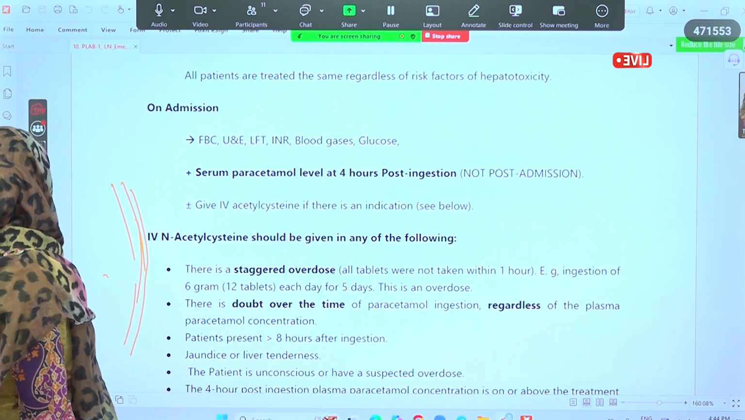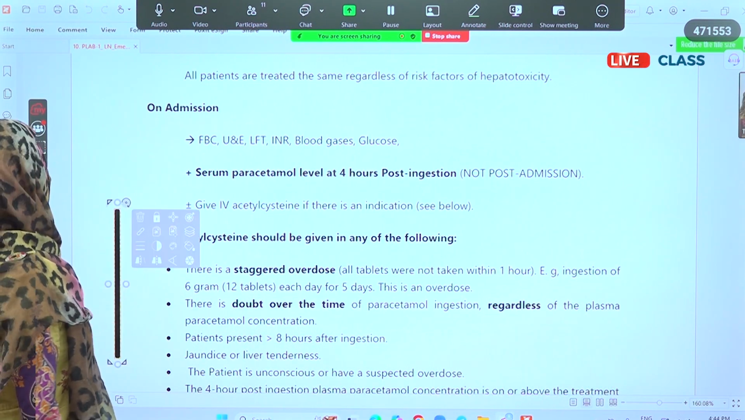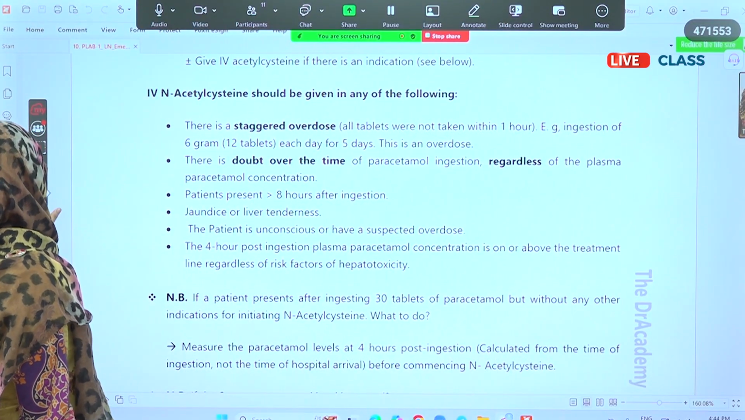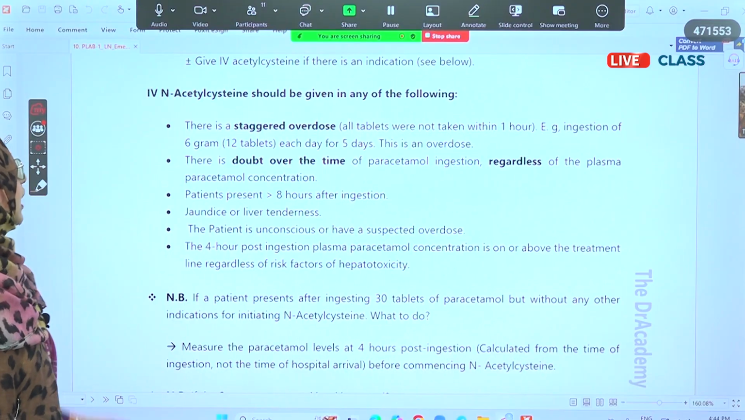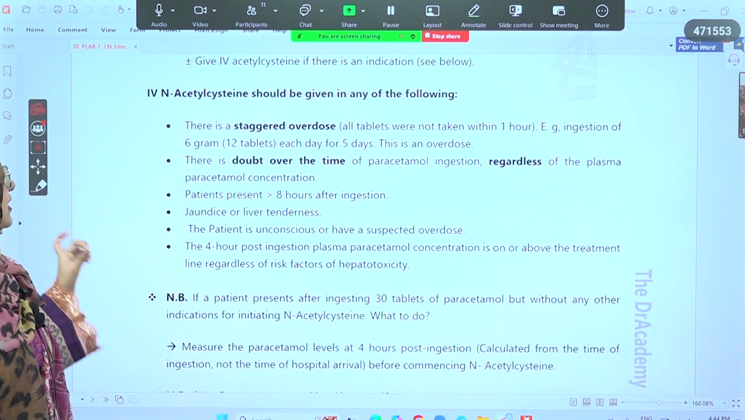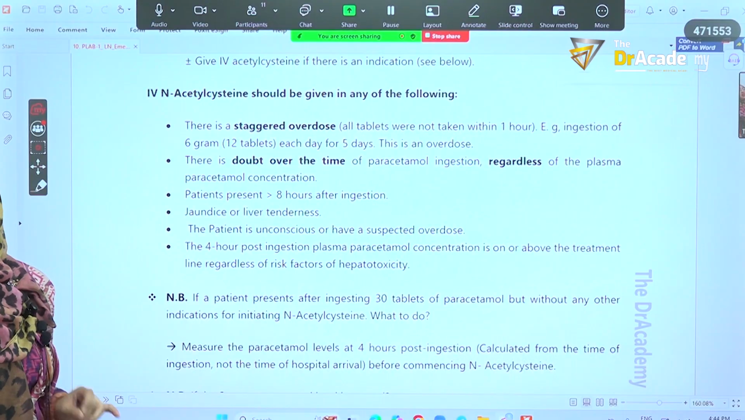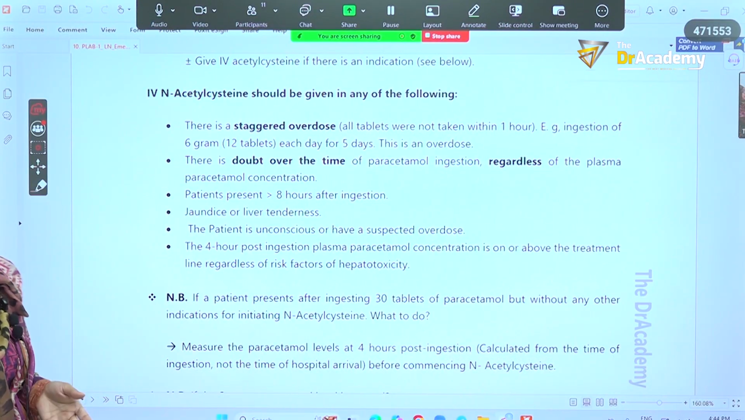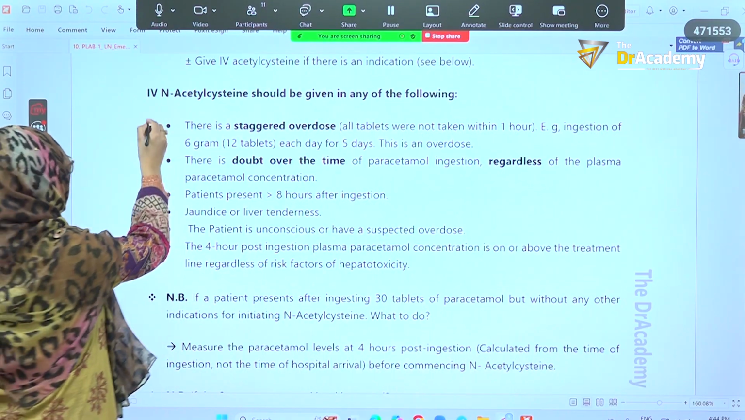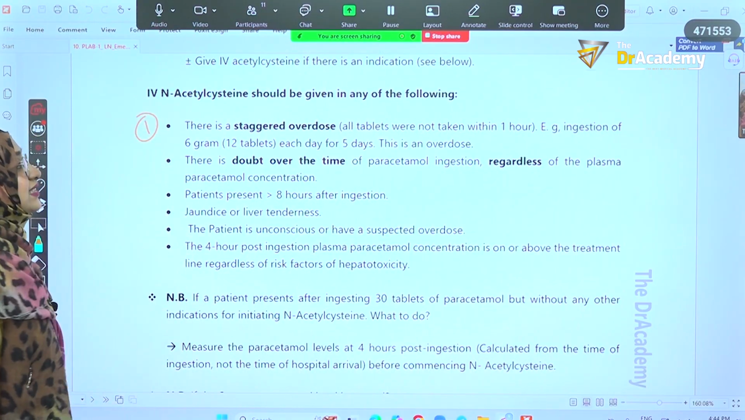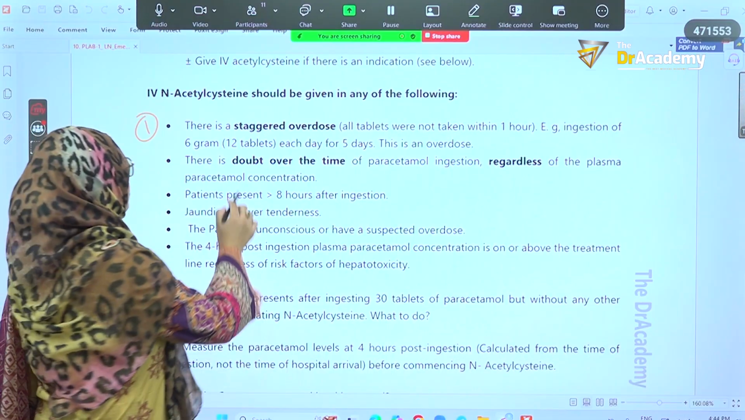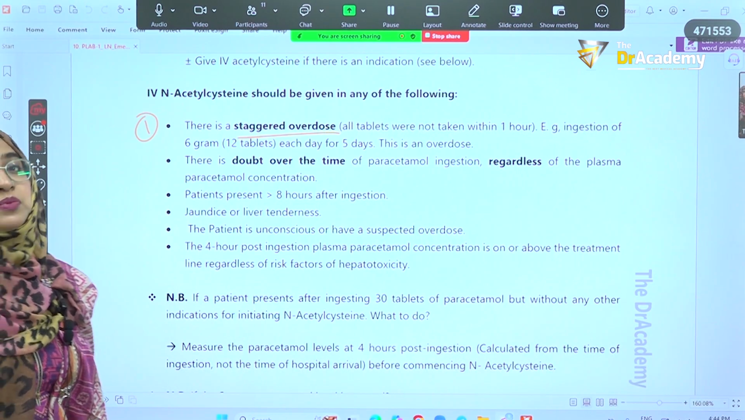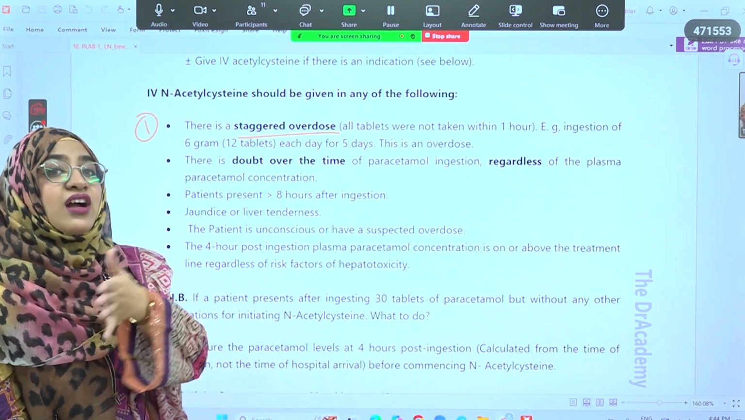So what are the indications of IV acetylcysteine? This antidote acetylcysteine should be given by the IV route. That's why we keep saying IV acetylcysteine every time. So what are the indications? The first one, there is a staggered overdose. That means the patient has taken above the limit of paracetamol in a staggered dose.